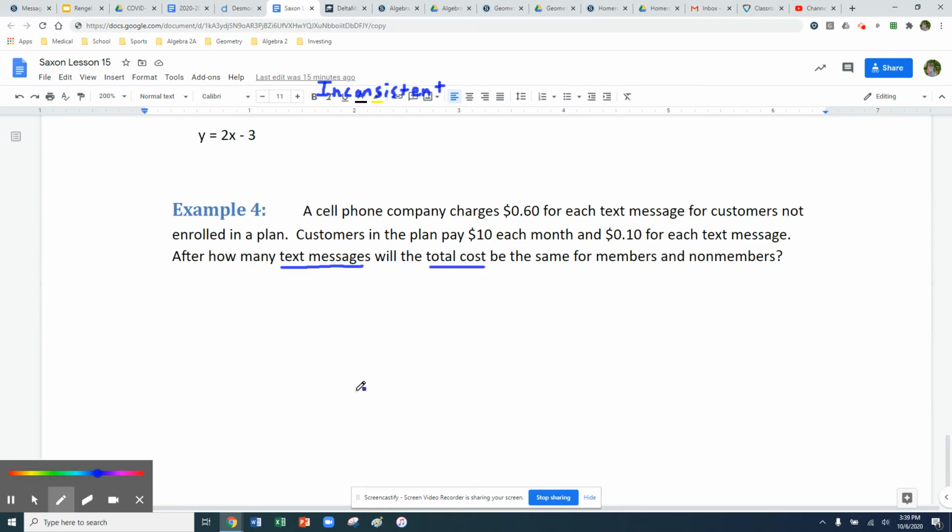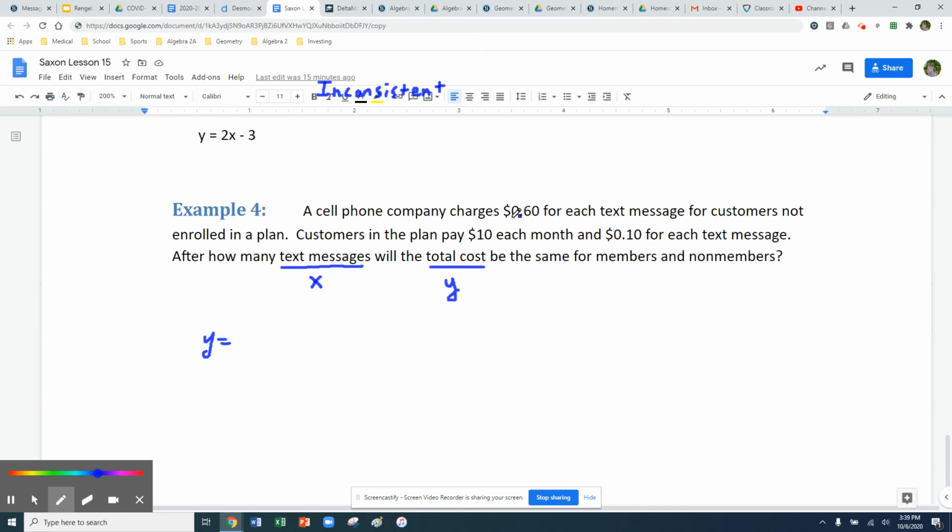When you're reading a story problem, that last sentence will tell us a couple of things. It'll tell us our variables. So our text messages, x, are going to depend on our total cost, y. So we're going to start by identifying our two variables. Now we can start to build our equation.